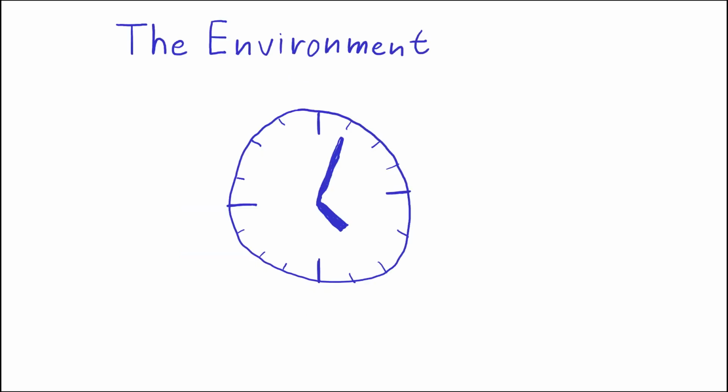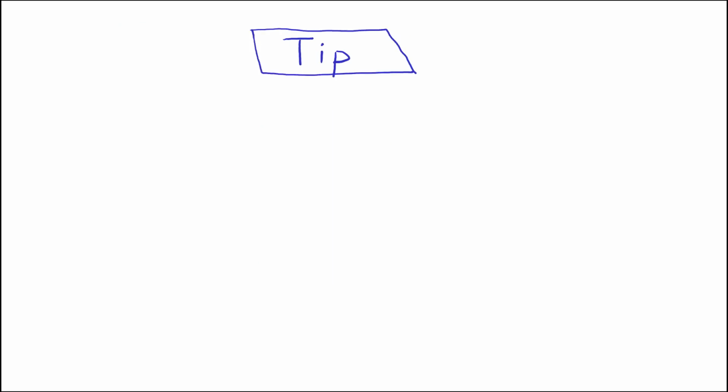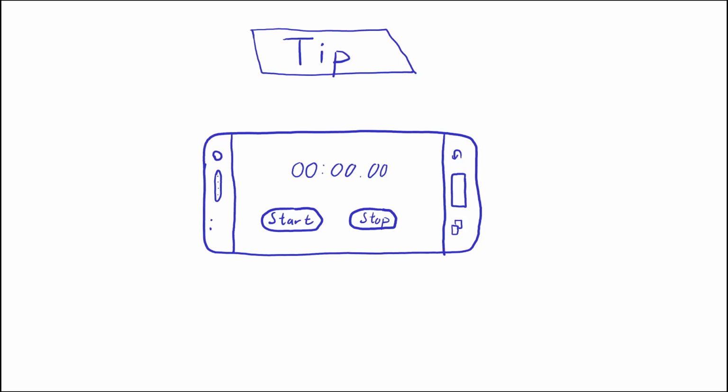Another factor to consider is time. Often, there are strict time limits. For example, your presentation has to be between 12 and 15 minutes. How do you know how much time is left? Is there a clock in the room? Tip. Just use the timer on your smartphone and be sure to increase the screen timeout time.